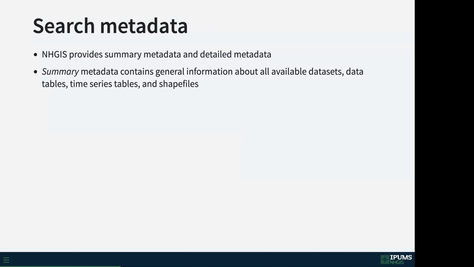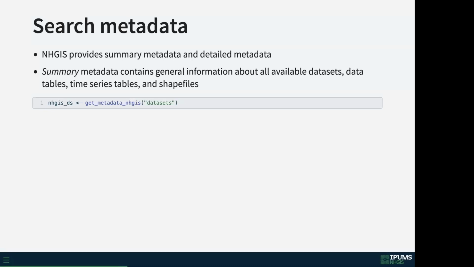So NHGIS provides, loosely defined, 2 types of metadata, summary metadata and detailed metadata. At least that's the terminology that we use. Summary metadata I like to think of as just more a general listing of what's available. So a listing of all the available data sets, time series tables, and so on. To access summary metadata, you can run the get_metadata_nhgis function.